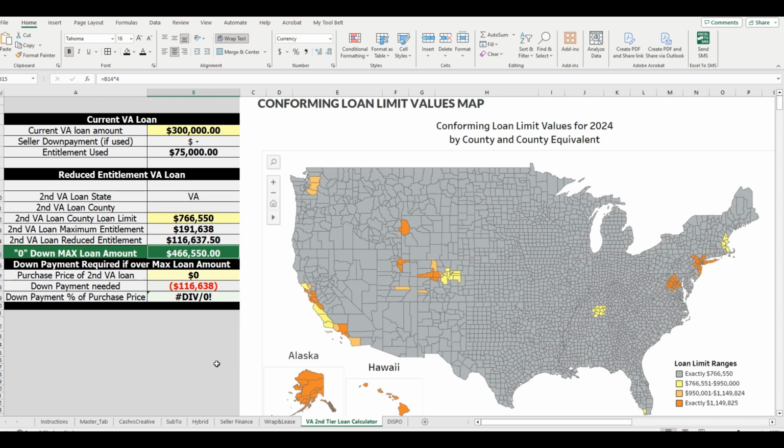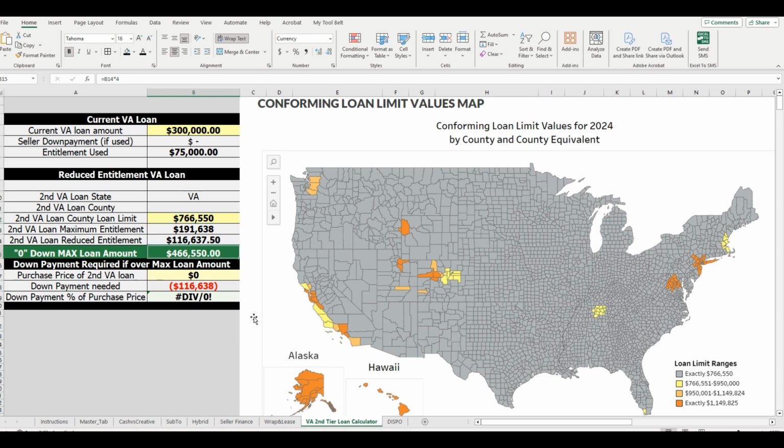Pretty powerful stuff. Now, if they're going to be over in the New York region, along the East Coast, or on the West Coast like California, or certain areas of Colorado, then the entitlement is going to go up for them, and you will just adjust this cell here. But the majority of the nation is going to be centered at around the 766 conforming loan limit.